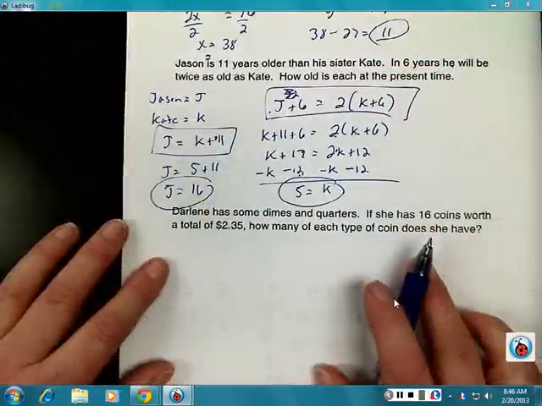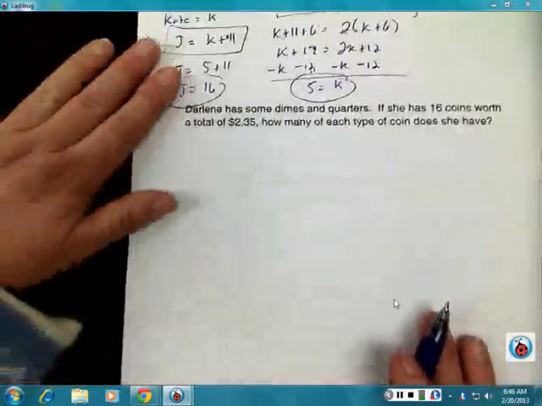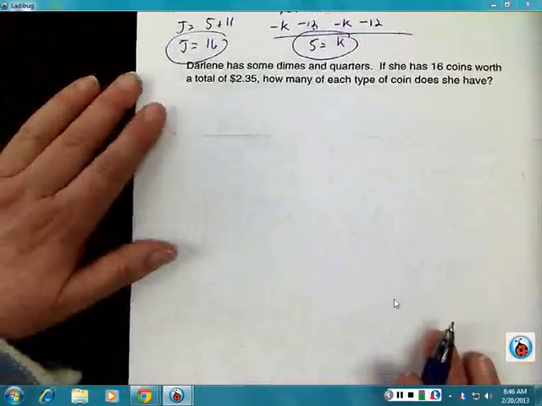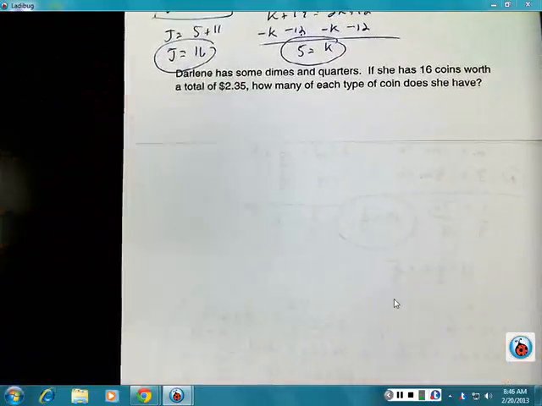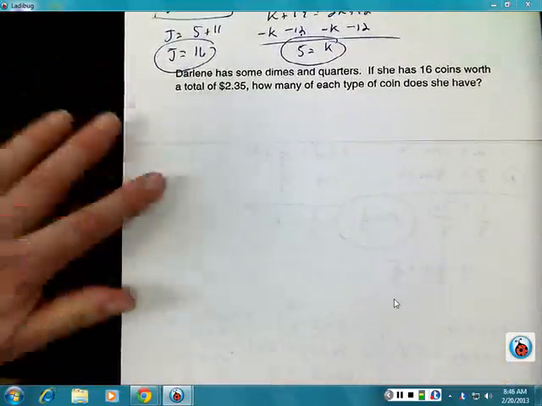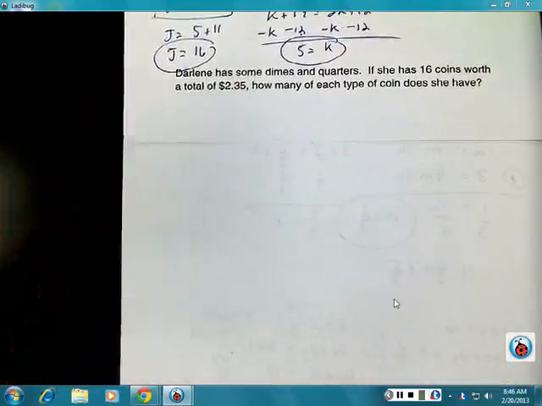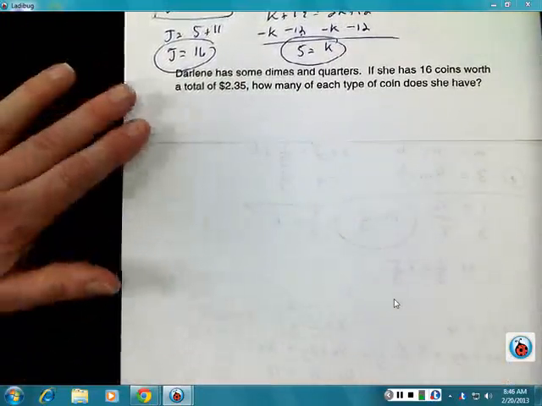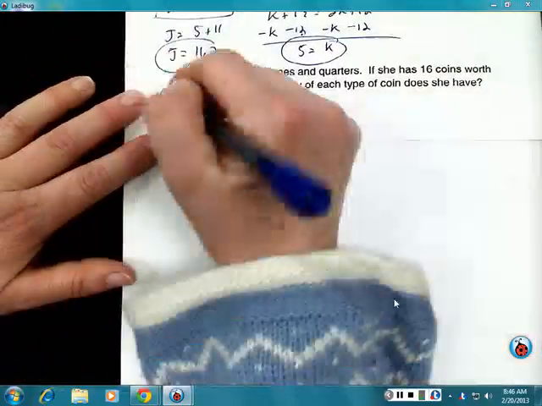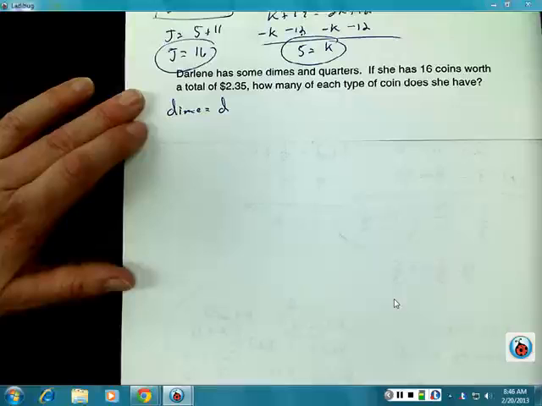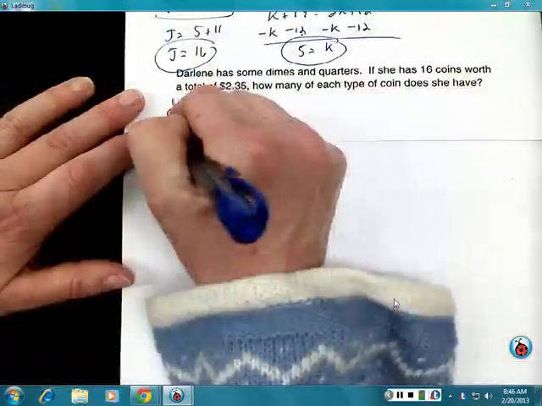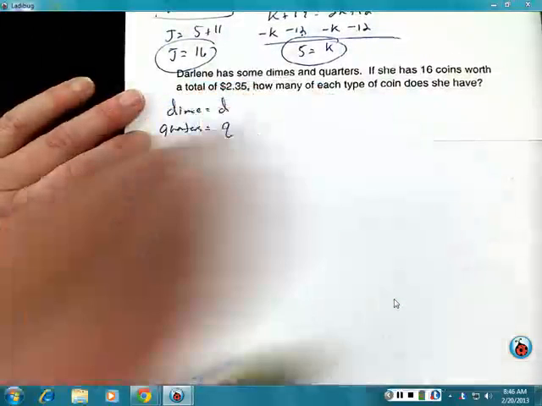Yes? Okay. All right. The next one here is Darlene has some dimes and quarters. If she has 16 coins worth a total of $2.35, how many of each type of coin does she have? So you kind of get into some mixture variety of stuff that we happen to have here. So what do we get going here with Darlene? So we have dimes. We're going to make those D, right? She has quarters. We're going to make those guys Q's.